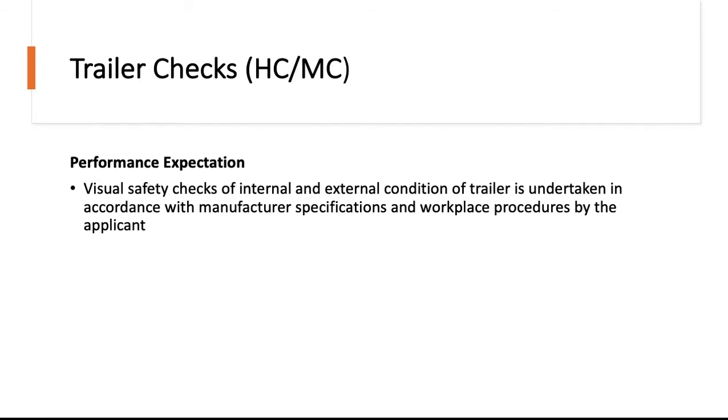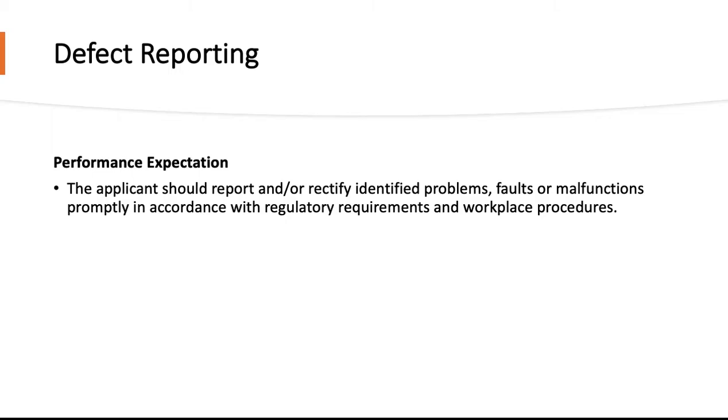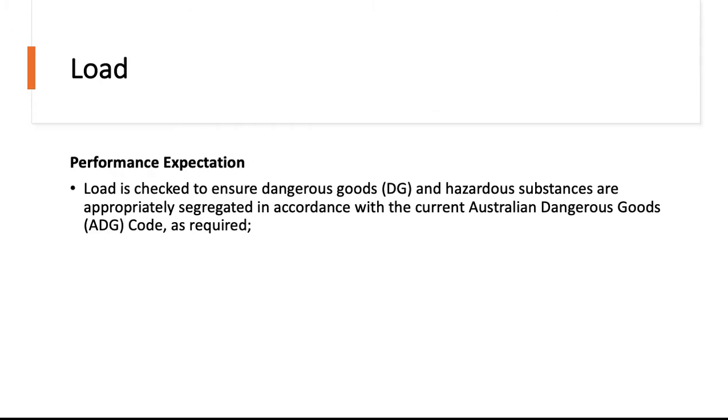Trailer checks, MC and HC classes. The performance expectation is as follows. Visual safety checks of internal and external condition of trailer is undertaken in accordance with manufacturer specifications and workplace procedures by the applicant. Defect reporting. The applicant should report and or rectify identified problems, faults or malfunctions promptly in accordance with the regulatory requirements and workplace procedures.